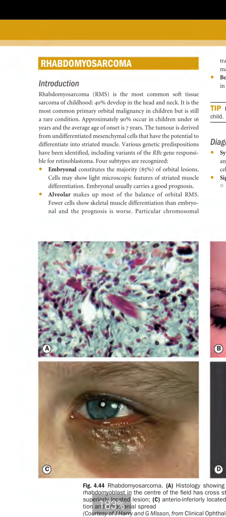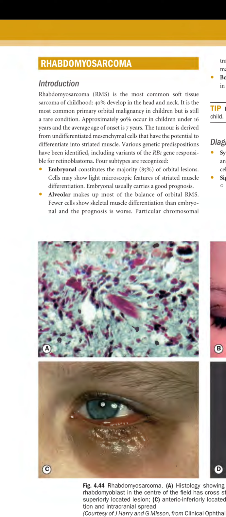So basically, embryonal is the most common and makes up the majority of cases, whereas alveolar carries the worst prognosis. Embryonal constitutes 85% of the orbital lesions. Cells may show light microscopic features of striated muscle differentiation. So the more differentiated the tumor is, the better the prognosis. So embryonal usually carries a good prognosis.